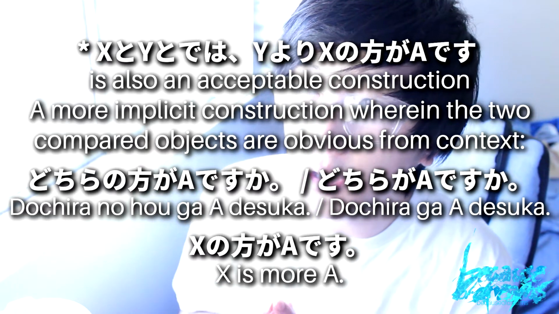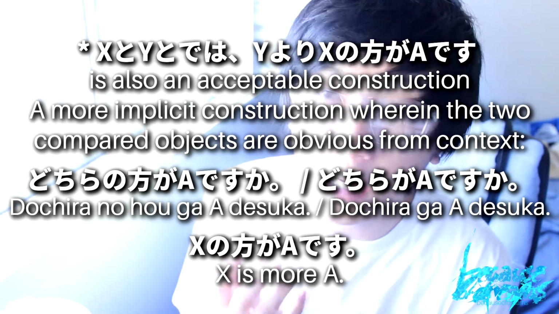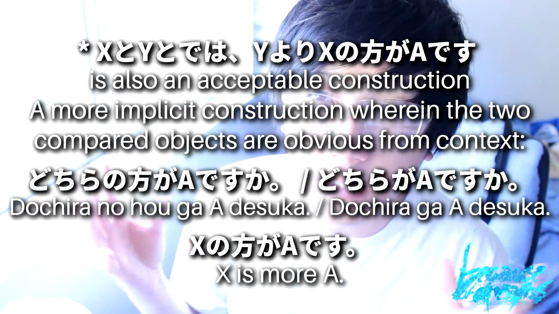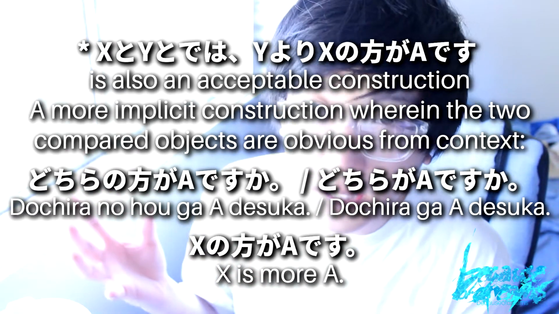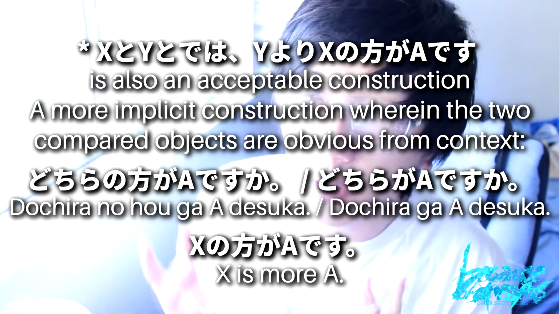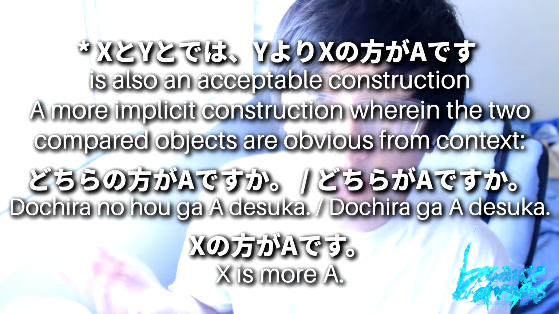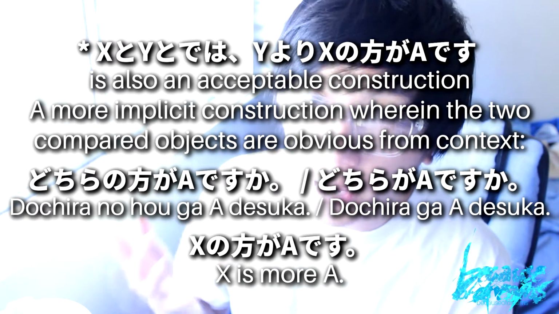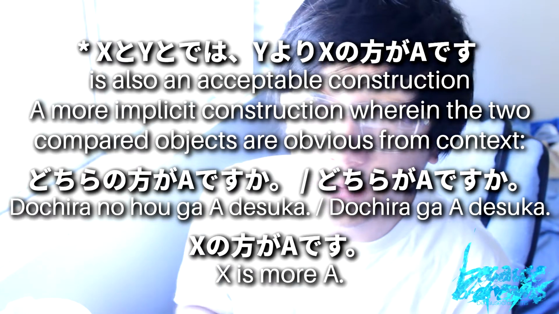Furthermore, there's also a more implicit construction for this grammar construct. If the two compared entities are already obvious from the context and you don't have to mention them explicitly, then you can also say どちらの方が A ですか? And when you're answering the question, you can simply say Xの方が A です or Yの方が A です if X is more A or Y is more A respectively.